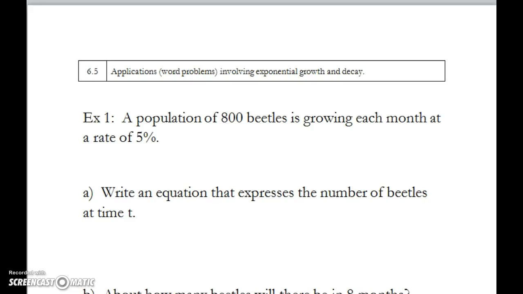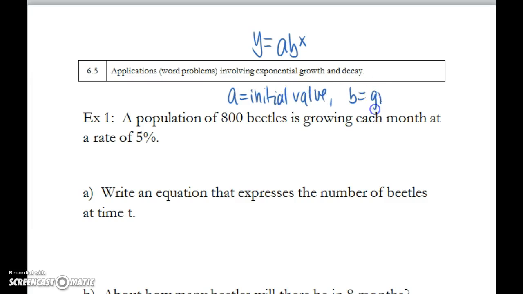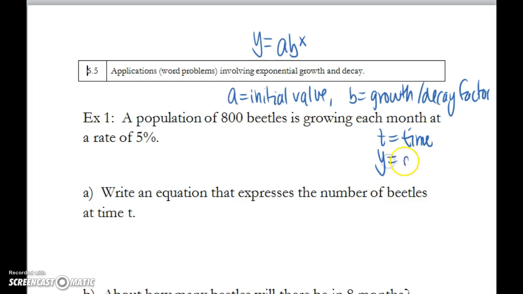Standard 6.5, word problems involving exponential growth and decay. So for all of our word problems, we're going to keep our model y equals ab to the x in mind. Now keep in mind that a is your initial value, b is our growth or decay factor, t is generally time, and y is the amount after time, also thought of as your final value.